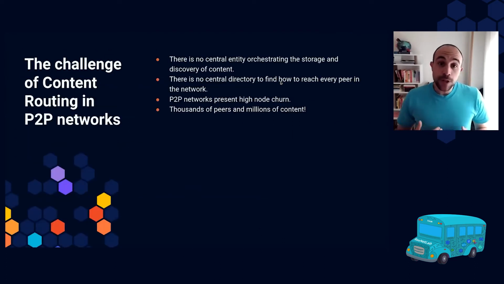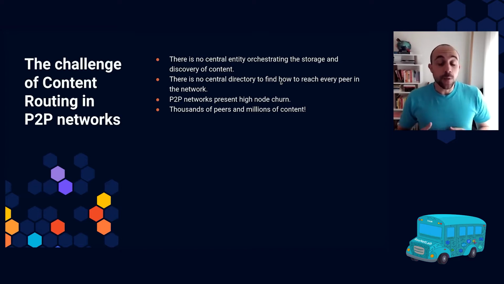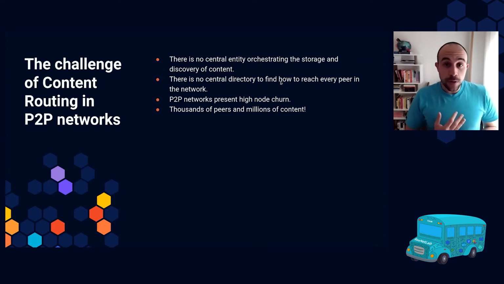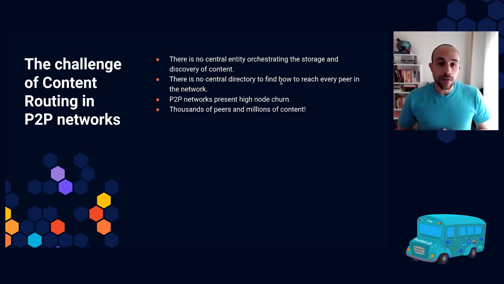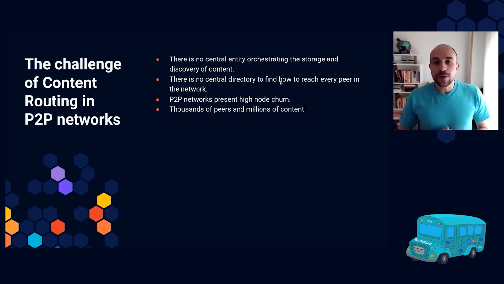In peer-to-peer networks, we have a lot of challenges for content routing. And the main reason for these challenges is the lack of a central entity that aids us for the orchestration of the storage and discovery of content. We saw in the location addressable network example that we have a centrally governed system that we can go and query where the content is stored, the specific location of the content, and how to dial the server that stores that content.